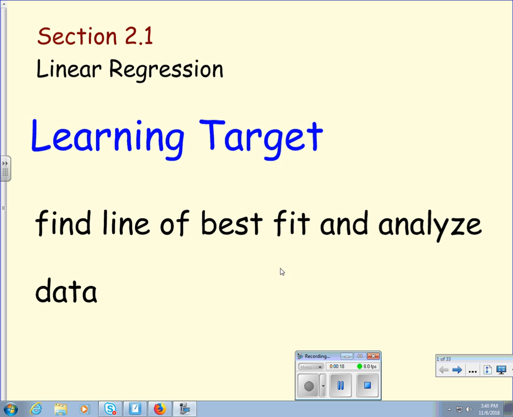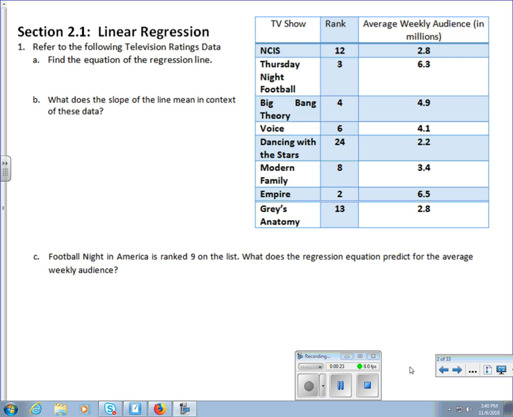So the best way to start out with some of these things is to use a graphing tool. So here we're going to take a look at our first question. Our first question focuses on some TV shows, the rank of the TV show and the average weekly audience, which is going to be in millions of people. We're going to be able to find the equation of the regression line, figure out what the slope of the line means in context, and think about if Football and Night in America is ranked 9 on the list, what does that mean for the regression equation?